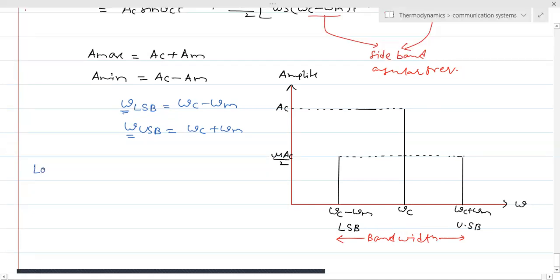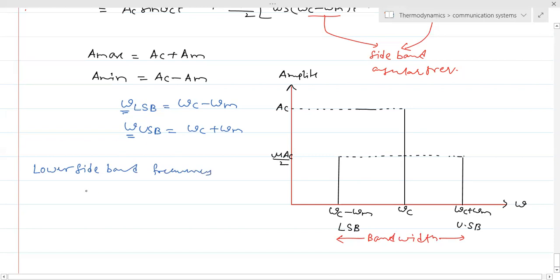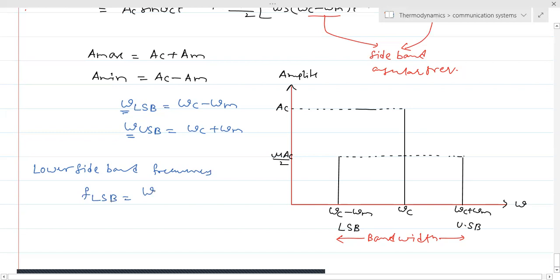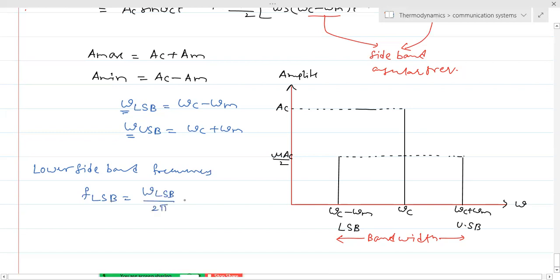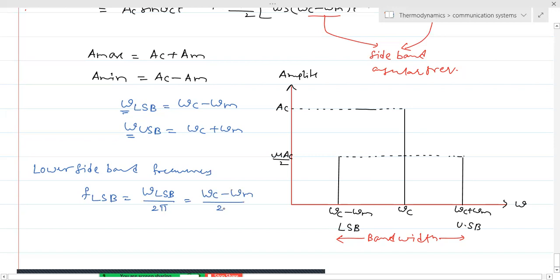So if they ask for the lower sideband frequency, that is FLSB, omega by 2 pi. So that means omega LSB by 2 pi, that is equivalent to omega C minus omega M by 2 pi. And then we are speaking about the upper sideband frequency.